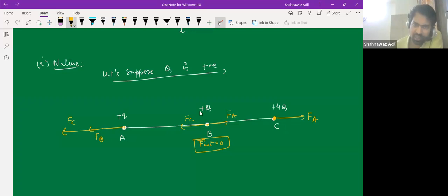Due to FB, due to plus Q, what would be the direction of this? Left or right? Due to this plus Q charge, would there be a repulsive force or an attractive force? It would be repulsive, so the direction is right. Yes, sir.